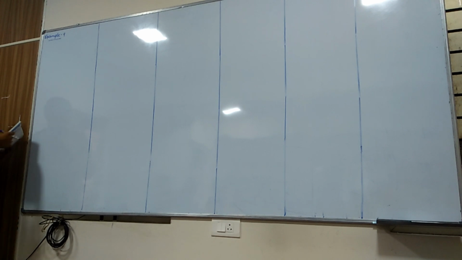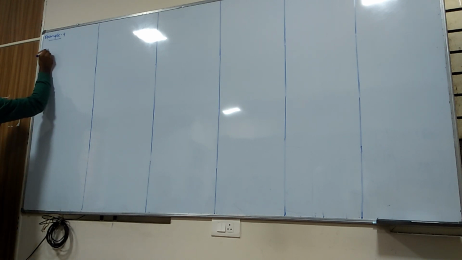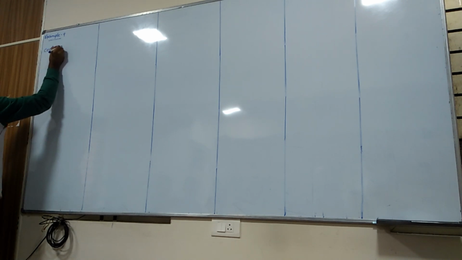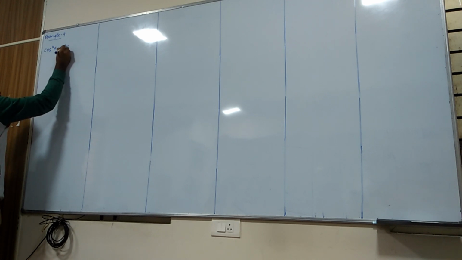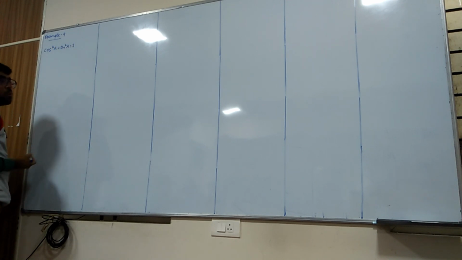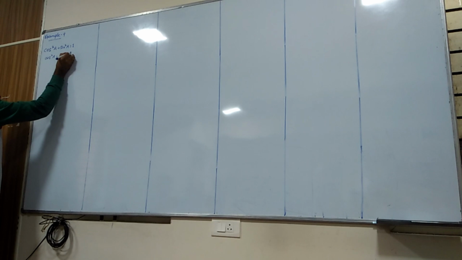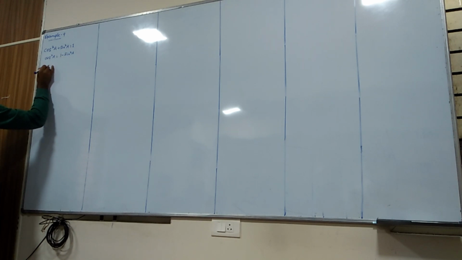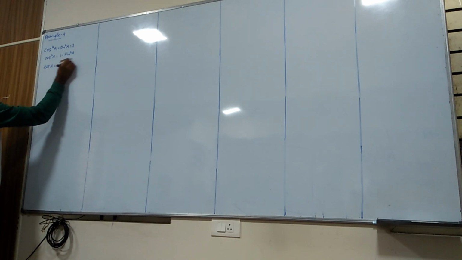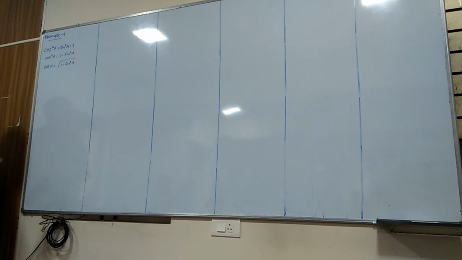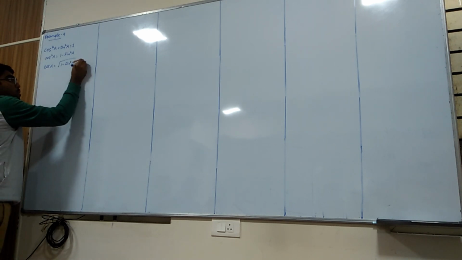First thing they have asked is cos A. We know that cos square A plus sin square A is equal to 1. So cos square A can be written as 1 minus sin square A. Cos A can be written as root of 1 minus sin square A. We have expressed cos in terms of sin. Mark this equation number 1.